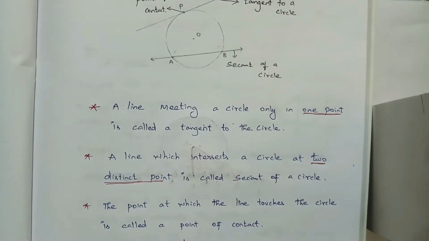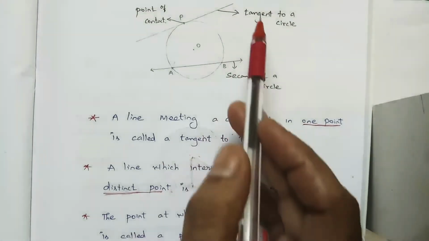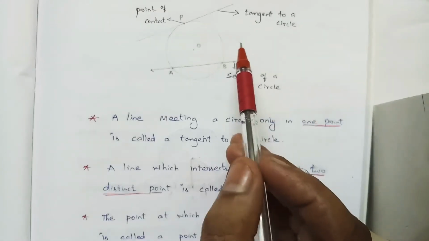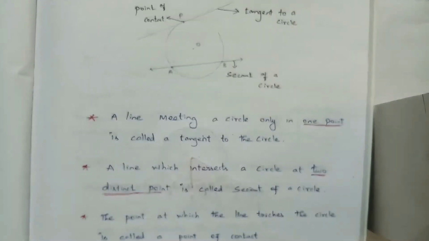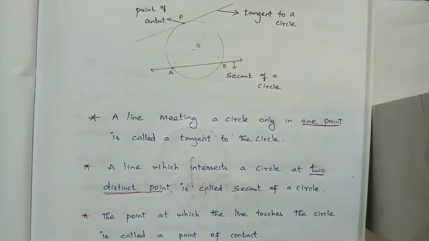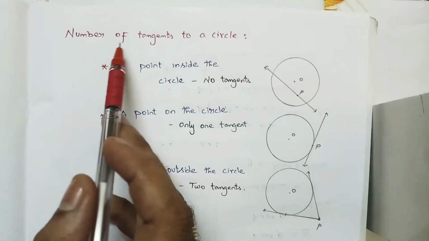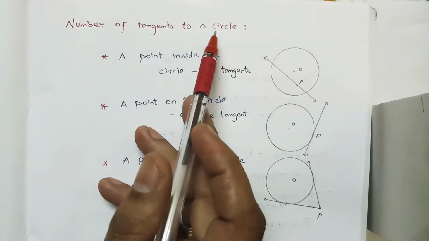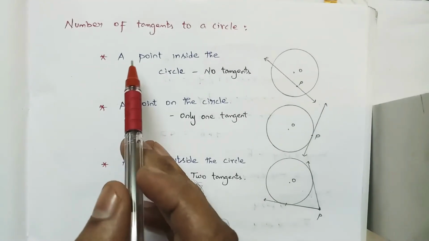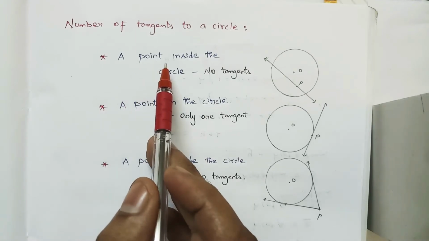I told you already, in this chapter we are going to discuss only the tangent to a circle. Now we are going to see the number of tangents to a circle. How many tangents are possible for a circle? First, a point lies inside the circle.